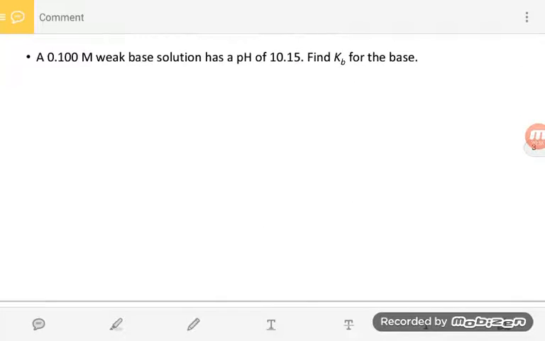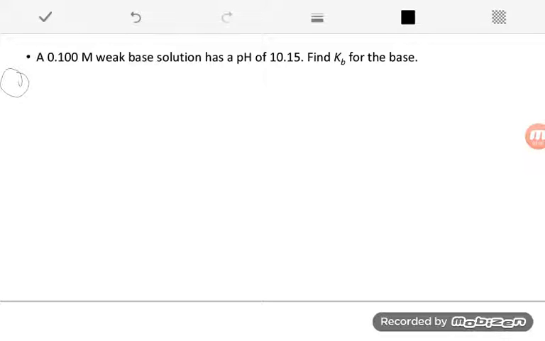First example, a 0.1 molar weak base solution has a pH of 10.15. Find Kb for the base. All right, well, we know step one is always to write that equation. So we have a weak base. We don't know what it is. We'll just call him B. And we're going to react him with water.